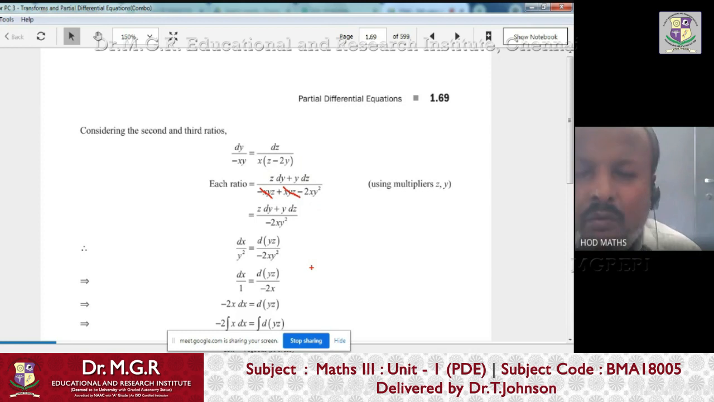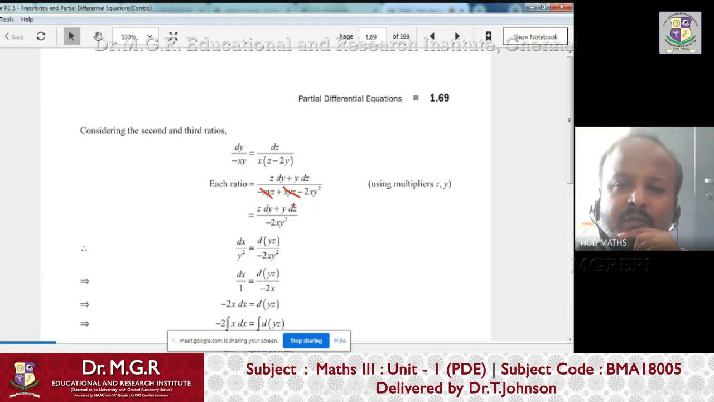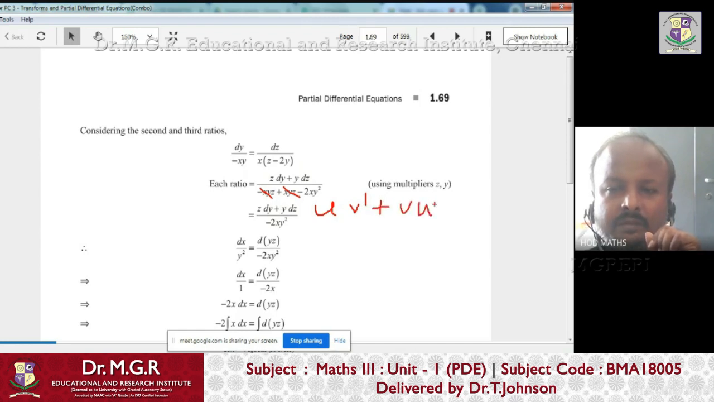And now you can cancel out this xyz and this xy. Right? And one more thing you have to write in the numerator, it is something like z dy plus y dz. You just remember, you can come across it like this, u v dash plus v u dash. So what is this? u v dash plus v u dash.